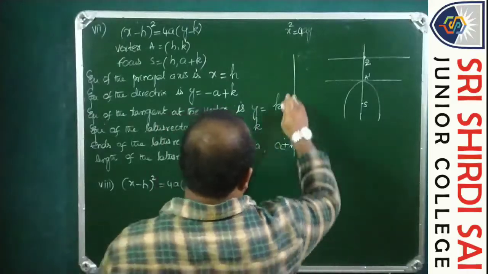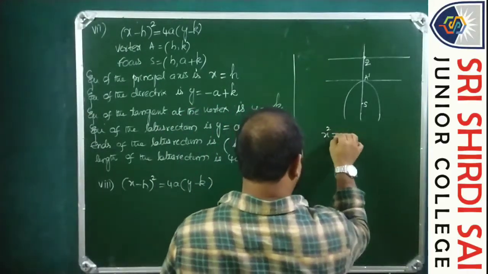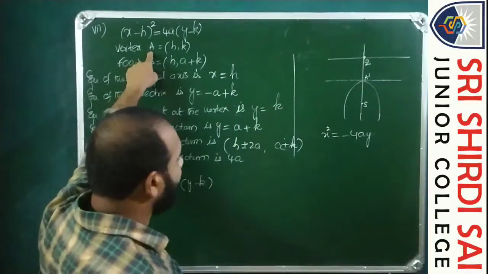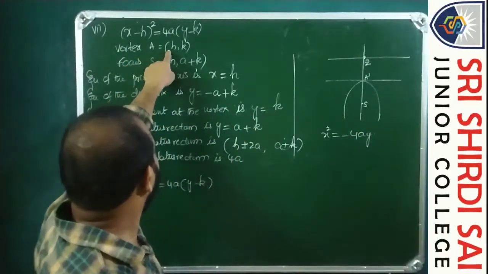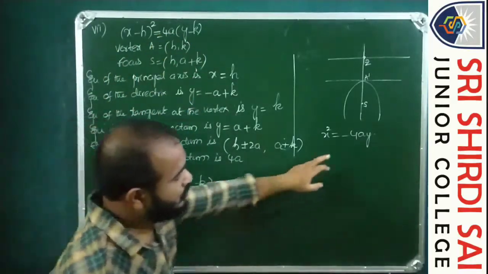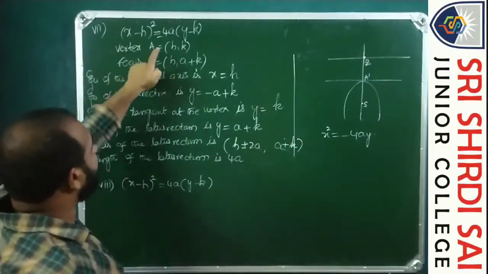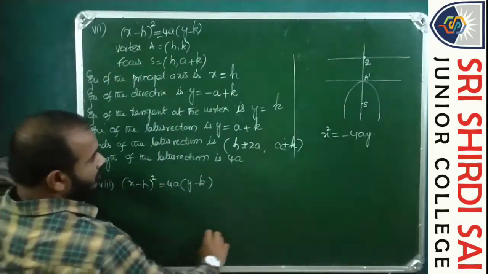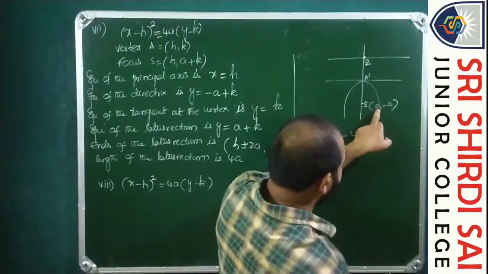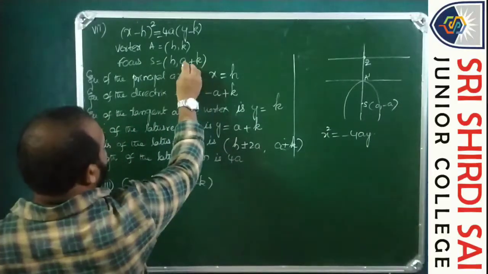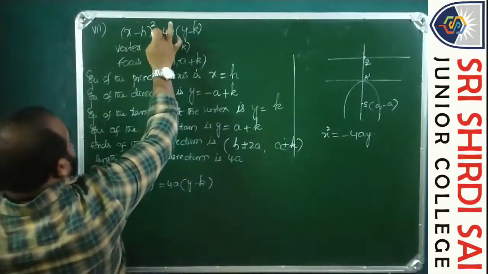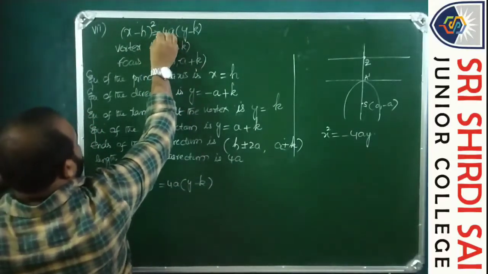So for x squared equals minus 4ay, what is the vertex? 0, 0 here. Now we are discussing minus 4a into y minus k, which is to be compared with this. So vertex A is h comma k. The focus for this is 0 comma minus a, so h comma minus a plus k.